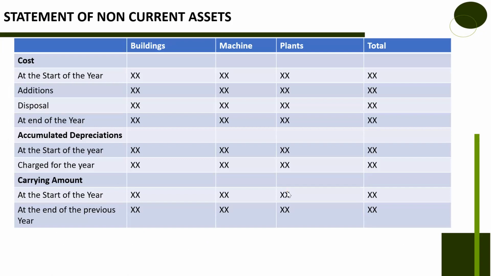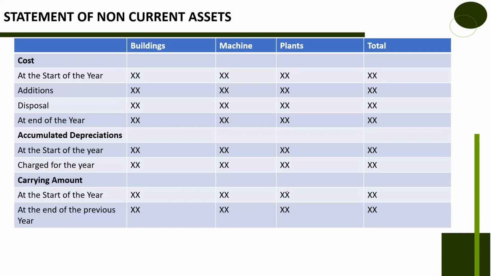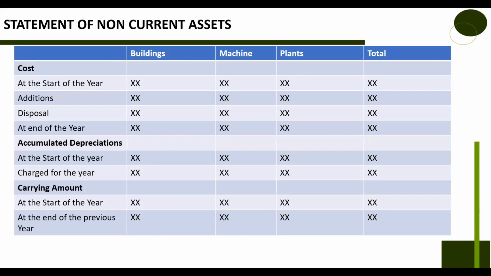Look at this and tell me if you have any question regarding any portion of this statement. Just look at it for now. So you have the initial cost. Did you buy additional assets during the year? You add it. Did you sell off any asset during the year? Disposal, you remove it. Then that leads you to the total value at the end of the year.